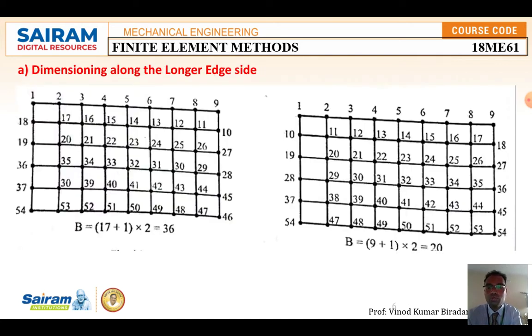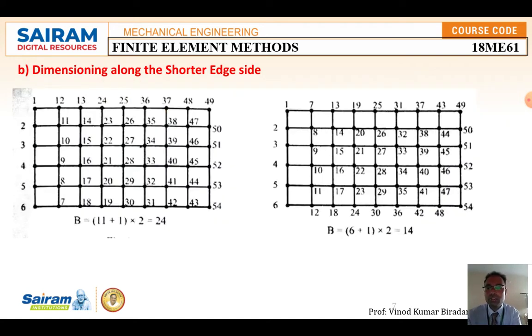Okay, this belongs to a 2D problem, so for a 2D problem the degree of freedom is 2. You have to write here d plus 1 into f, where f is 2 because it is a 2D element. And how did we get d as 17? d is the maximum difference between the two nodes. The maximum is 54, and on the longer side it is 37, so 54 minus 37 is equal to 17. So the half bandwidth is equal to 36. Like that you have to calculate the dimension along the longer edge.